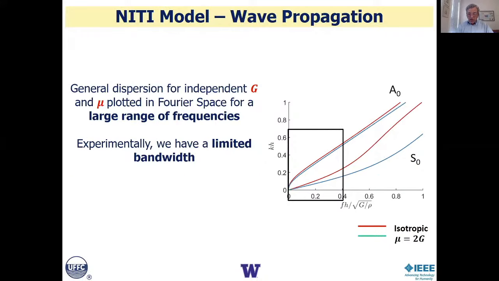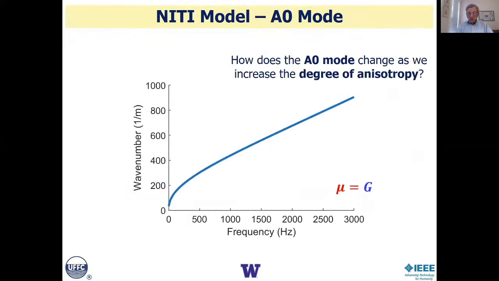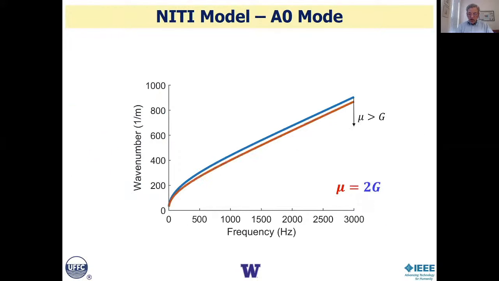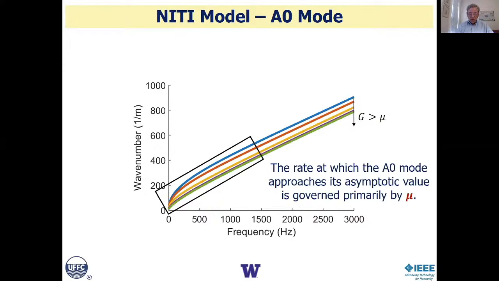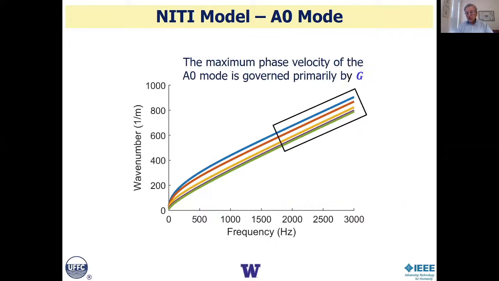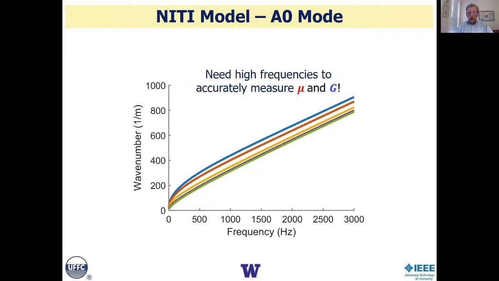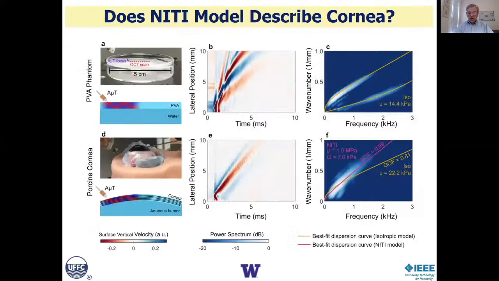If we look down in this bottom region and just focus on the A0 mode, what we'll see is that as the anisotropy changes, the shape of this changes. The lower part of this is governed primarily by mu. The upper region is primarily governed by G, which means that if we can do a wide spectral analysis of these modes, we should be able to separate mu and G. And that's what we've done. We compare it to an isotropic phantom here, where we see the two primary modes, the A0 and S0 modes, and they fit very well.